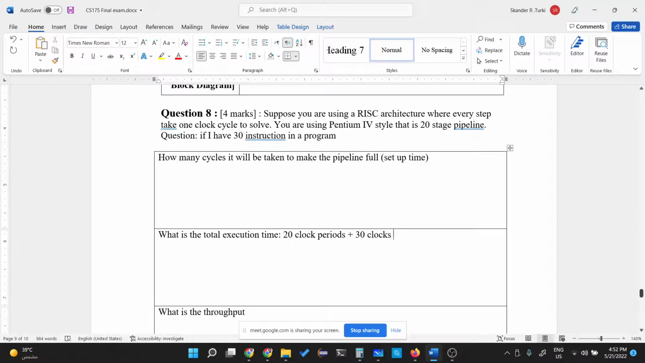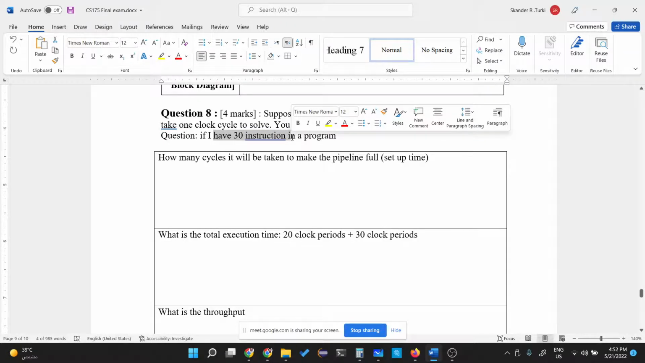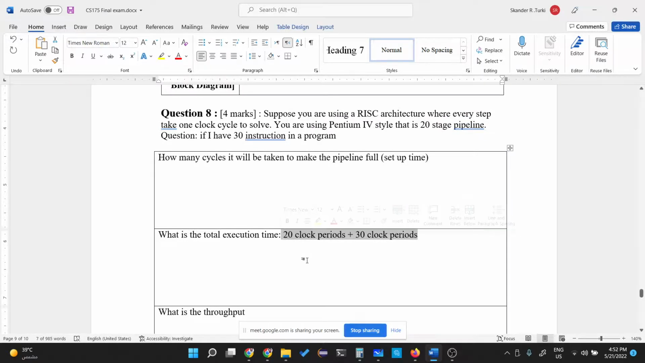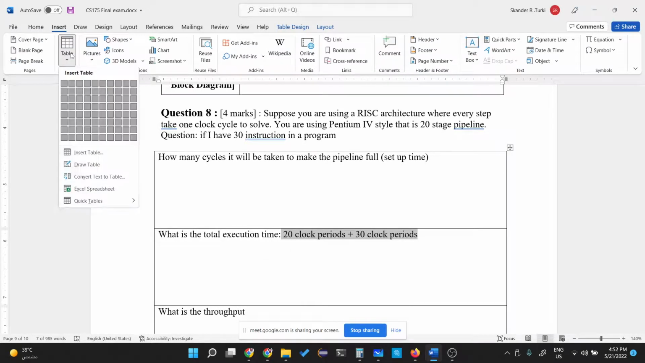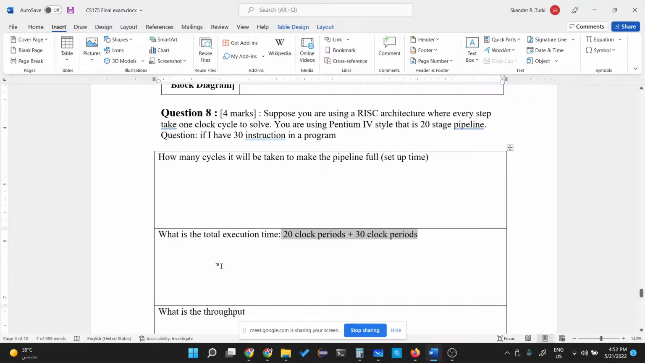Are you okay with this? Doctor, are these 30 clock periods based on the instructions, right? Yes, if we have 30 instructions. Of course, this is the ideal situation where we don't have any constraints. Okay, is it clear how we computed this? Yes, clear.